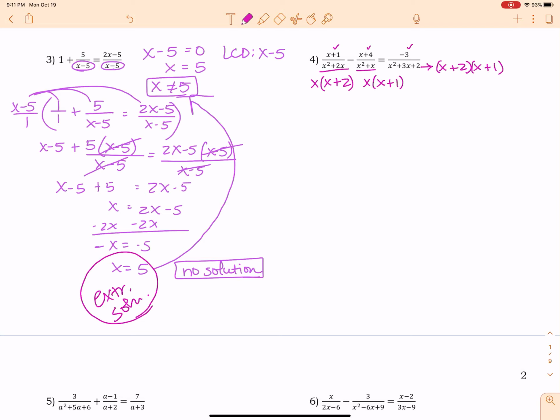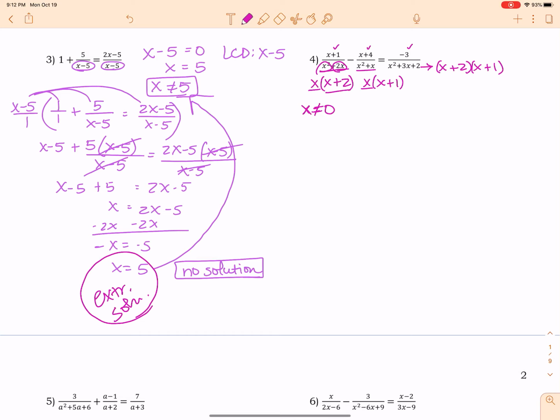Okay, so now what we have to do is look at our domain restrictions. That is the very first thing I'm going to do. If you'll notice, in the denominator, I've got an x here and an x here. Well, it's the same x, so I'm going to set that x equal to 0. X can't be 0 because if x is 0, it gets multiplied by this term and this term, and that would make my whole denominator 0. So x cannot equal 0.